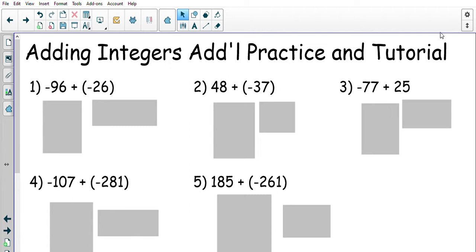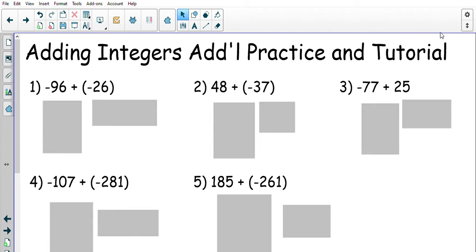So for problem number one, we have negative 96 plus negative 26. And I just created these questions. They aren't in the guided notes anywhere. They're just problems I thought might be good for us to take a look at as additional practice, because practice is the way we really learn how to do math and utilize those skills.